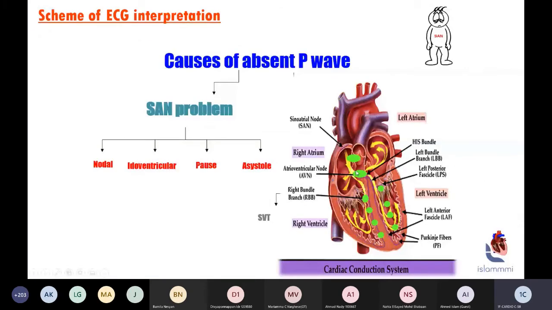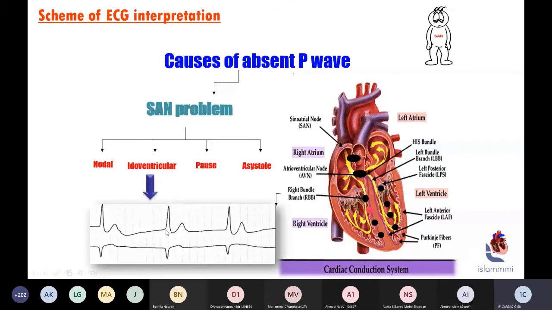So what if the SA node is diseased? So it's now black, and the AV node also is black. So the heart has to find another point to be the pacemaker. So the pacemaker here will be in the ventricle. That's why we call this rhythm Ideoventricular Rhythm. So as long as it comes from the ventricle, it will be a wide QRS. You have always to remember, whenever the impulse is coming from the ventricle, it will be wide.